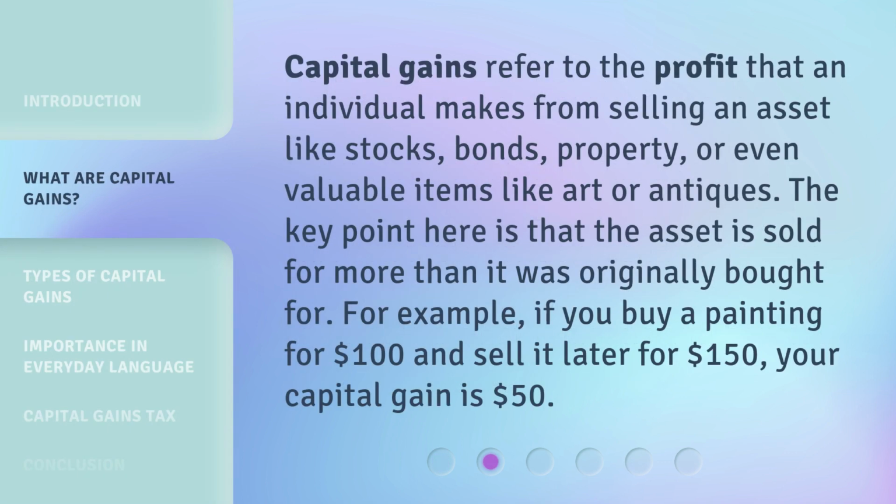Capital gains refer to the profit that an individual makes from selling an asset like stocks, bonds, property, or even valuable items like art or antiques. The key point here is that the asset is sold for more than it was originally bought for. For example, if you buy a painting for $100 and sell it later for $150, your capital gain is $50.